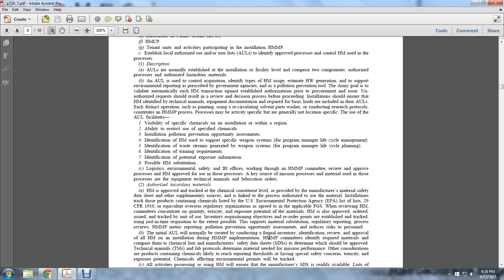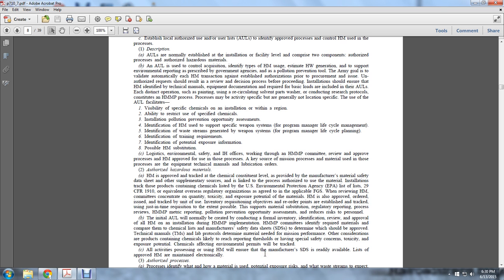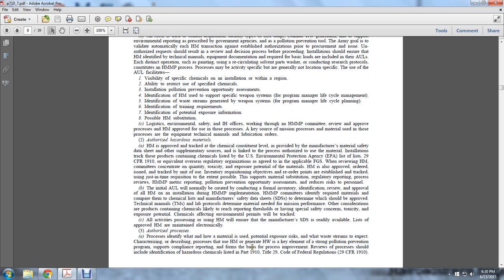The HMP committees identify required materials and compare them to the chemical label list and manufacturer safety data sheets to determine which would be approved for the technical manual, and lab protocols determine the material needed for mission performance. Other considerations are products containing chemicals likely to reach reporting thresholds or having specific safety concerns, toxicity, exposure potential, and chemicals affecting environmental petroleums will be tracked.